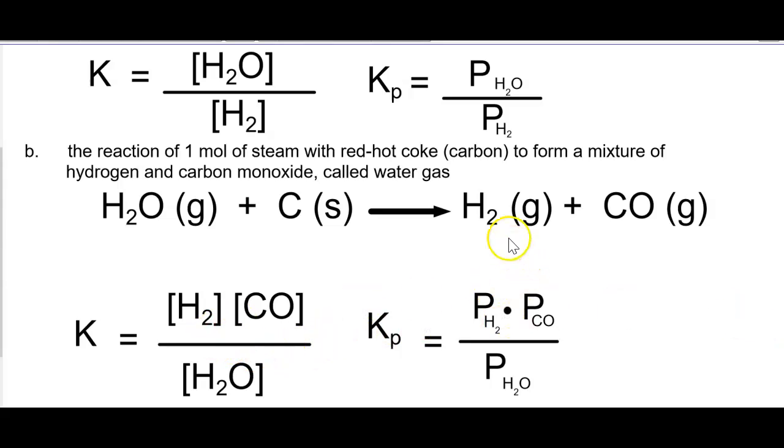So we're going to write the K expressions. Both of these would be included, and water would be, but not carbon because it's a solid. That's the K expression. Square brackets means moles over liters. The Kp expression would be to plug in pressure values.